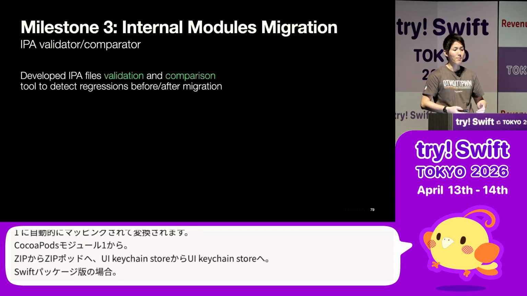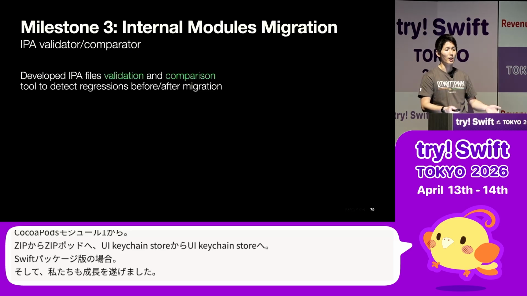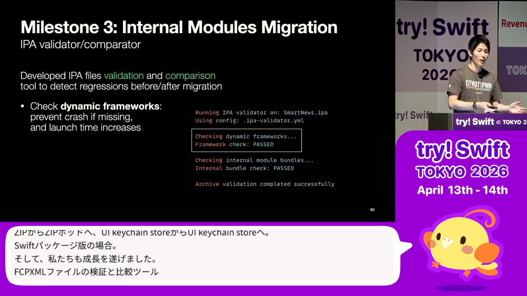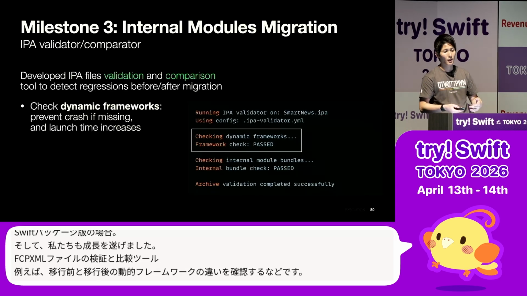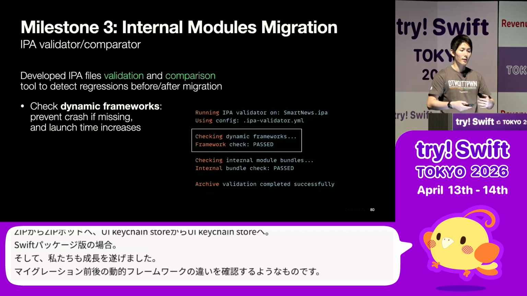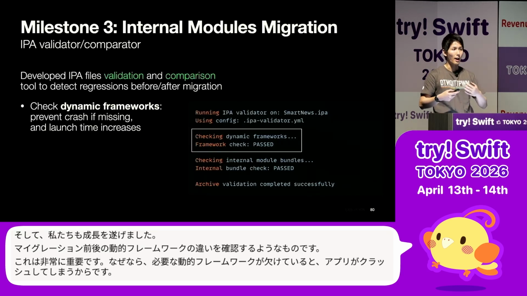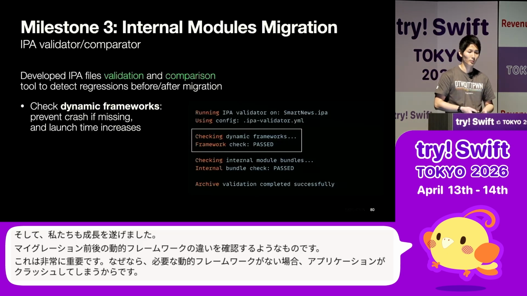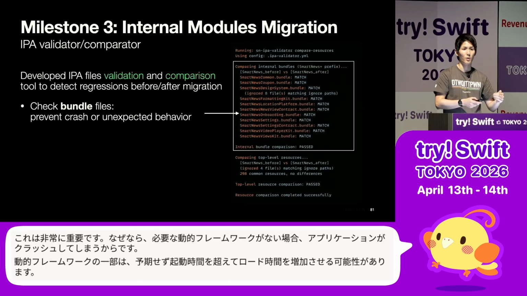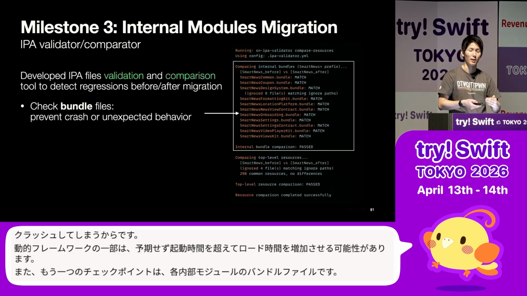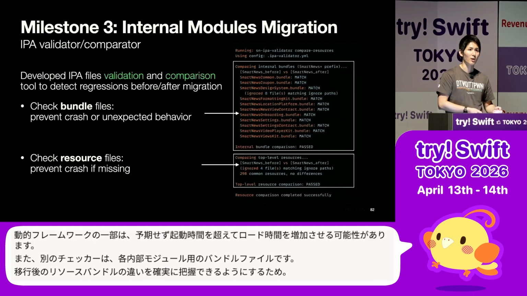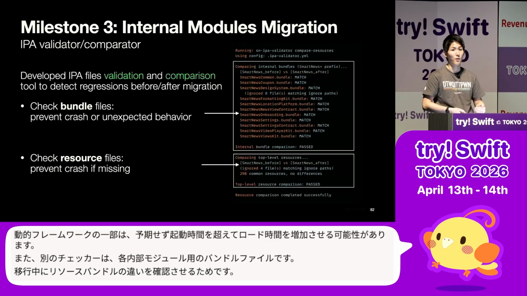We also developed IPA file validation and comparison tools to detect regressions before and after migration, like checking the dynamic frameworks differences before and after migration. This is very important because if necessary dynamic frameworks are missing, then the app would crash. Or if dynamic frameworks are unexpectedly added, then the launch time may increase. Also, another checker looks at the bundle files for each internal module to ensure there is no resource bundle difference between the migration. Also, check top-level resource files, like strings files, text files, PDF files, or font files, anything.